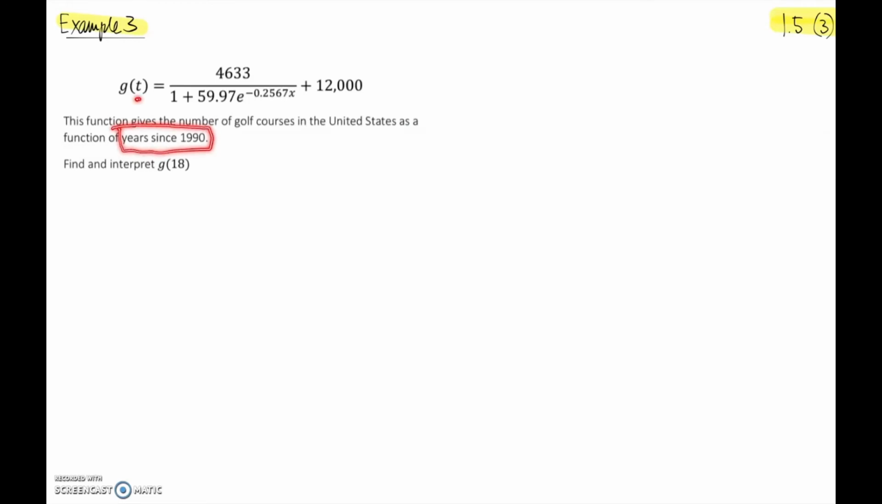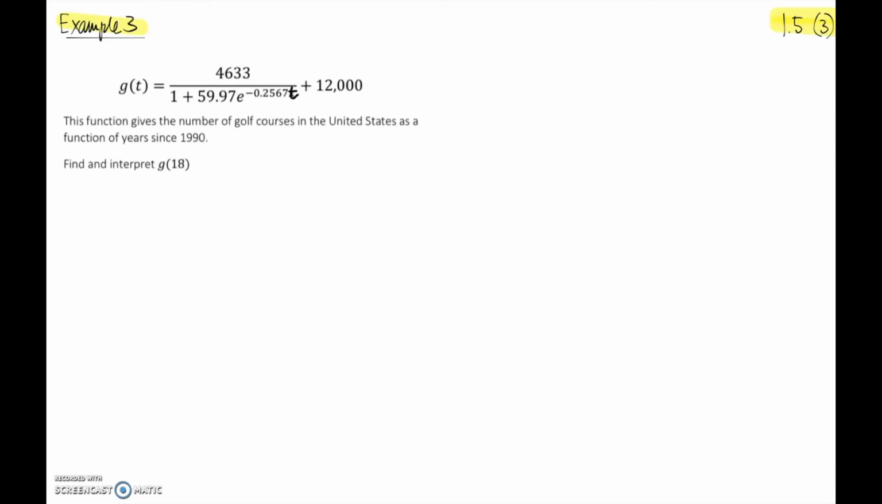So that's time right there. And it gives the number of golf courses in the United States. So that's our output. And that's the G of t. And that's what this big whole humongous formula does. Oh, I see an error right here. We need to make sure that this is not an X, but that it's a T. So I'm going to change that to be a T.